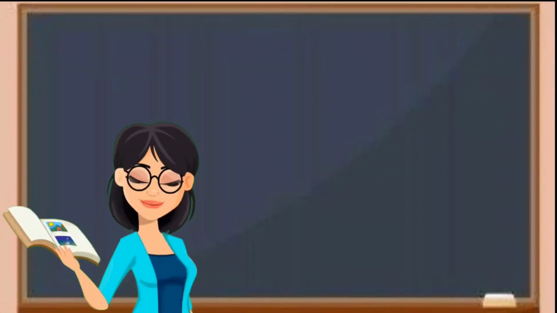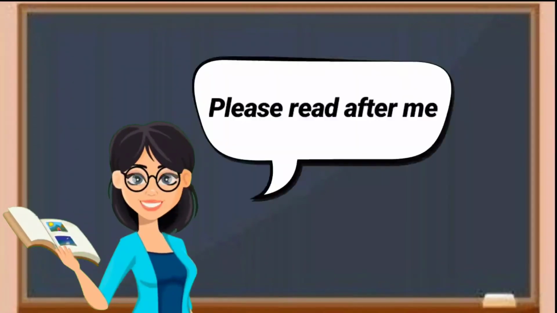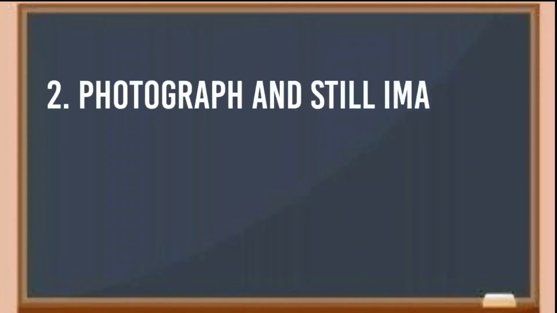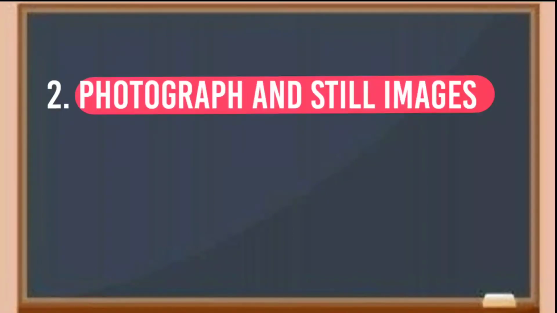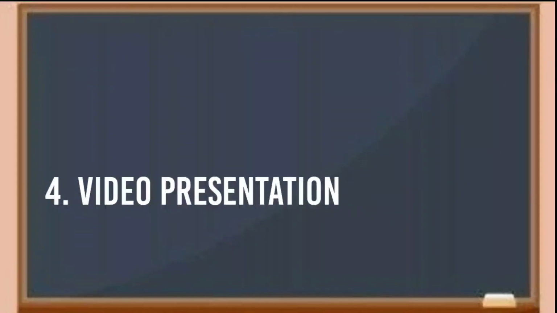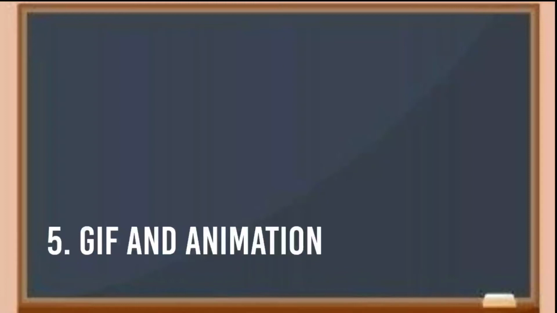Now we are going to read again the 5 components for mastery. Okay, please read after me. Number 1 is text materials. Please say text materials. Very good. Number 2, photographs and still images. Say photographs and still images. That's great. And number 3, we have audio files. Please say audio files. Very good. Number 4, we have video presentation. Say video presentation. That's great. And finally, we have number 5, GIF and animation. Say GIF and animation. Very good.